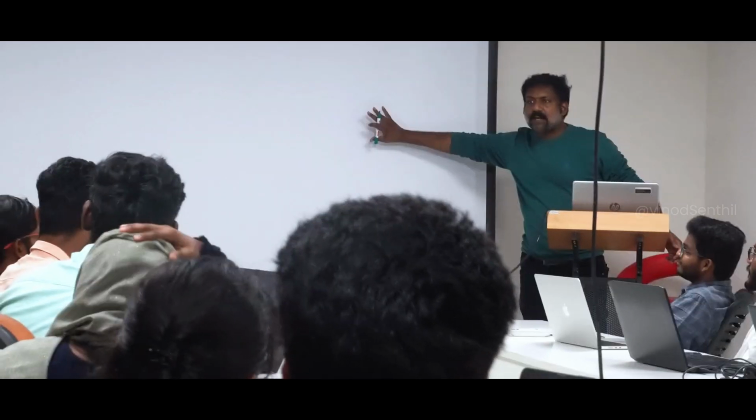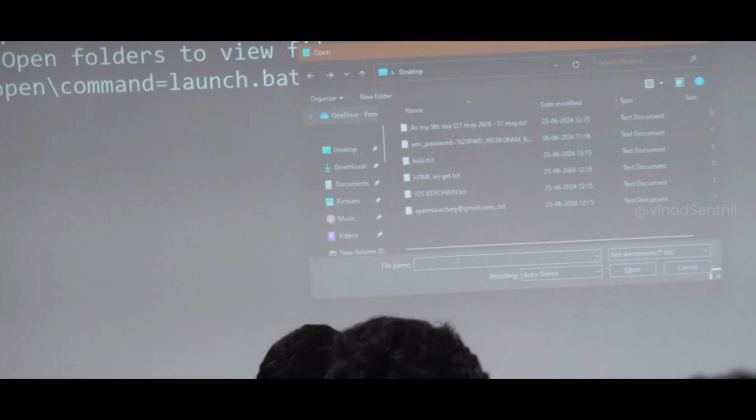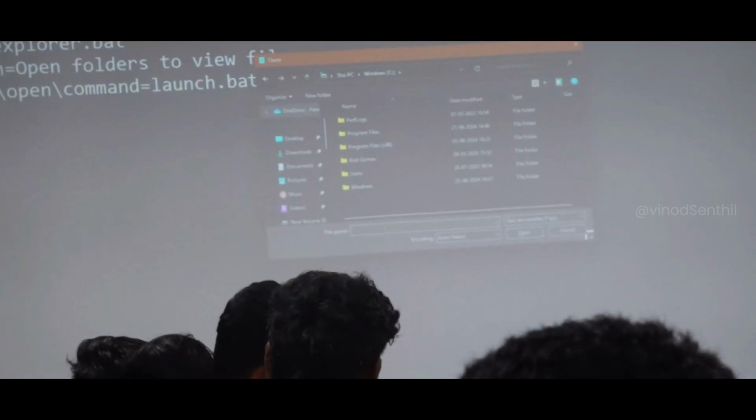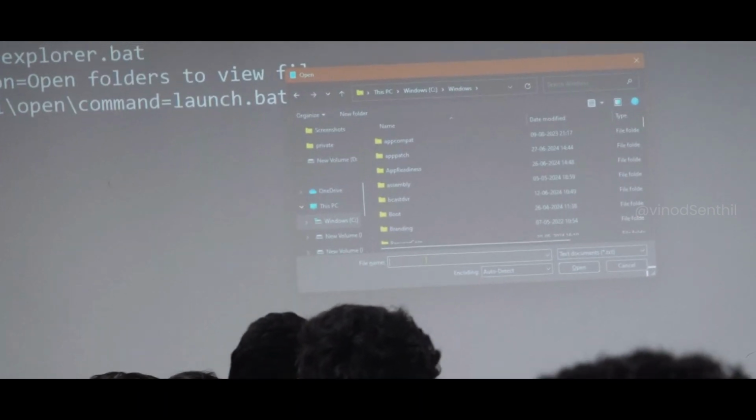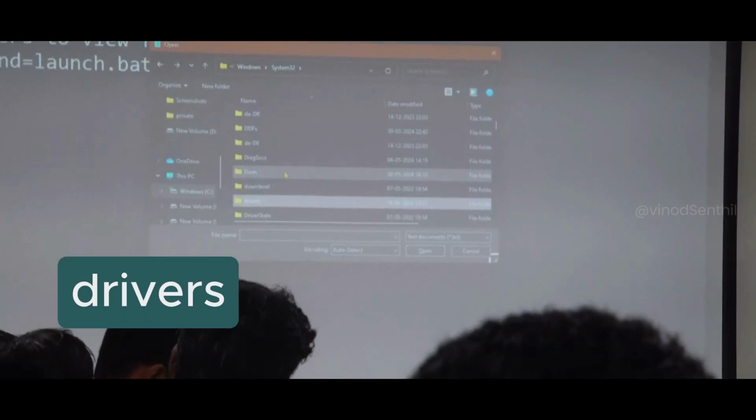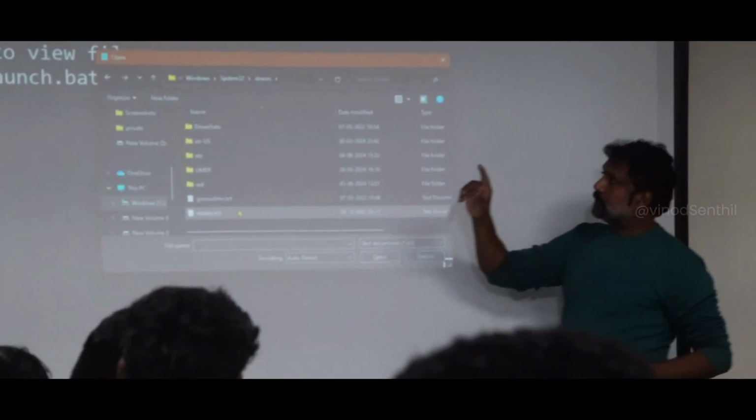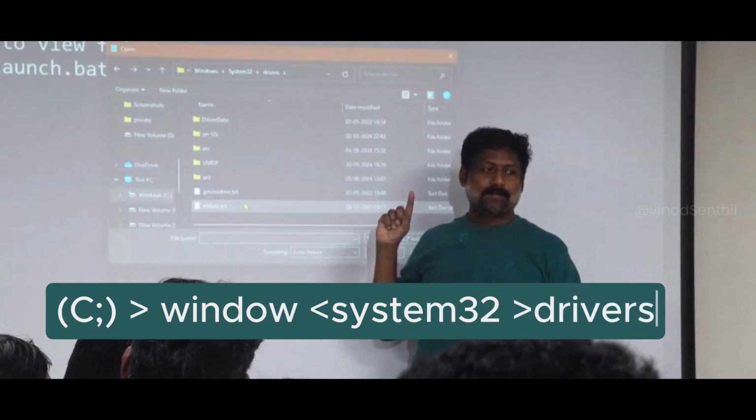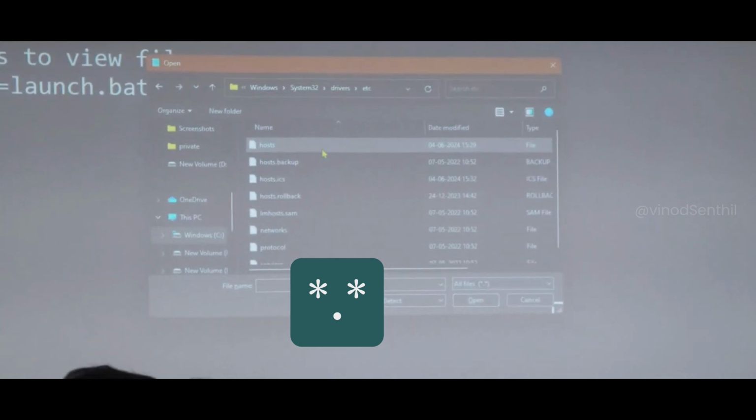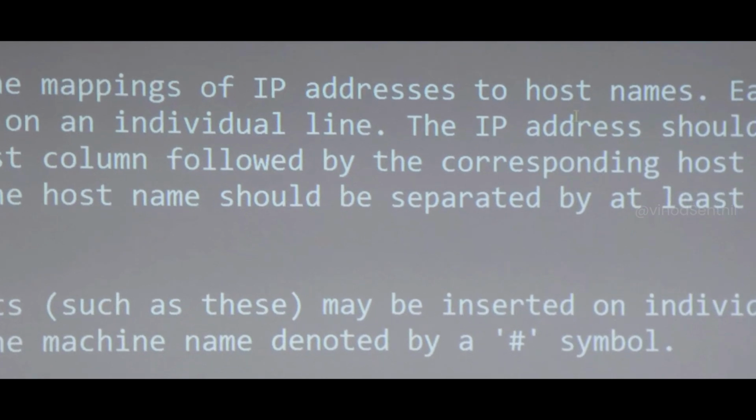I have Notepad. This Notepad is running on what privilege? Admin privilege. So I do File, Open. I am going to go to this folder called C colon, Windows, System32, drivers, etc. Please pay attention. It is saying asterisk.txt. Now I'm converting it to asterisk.asterisk. Do you find this file? Yes or no? Now I open it. Okay, nice.